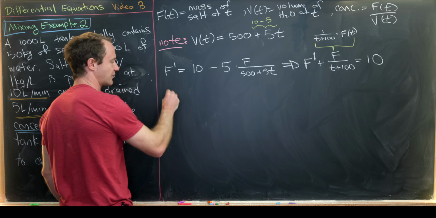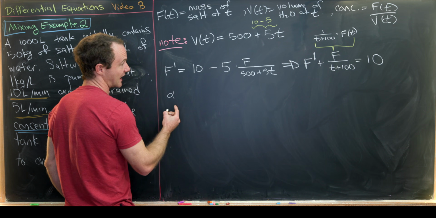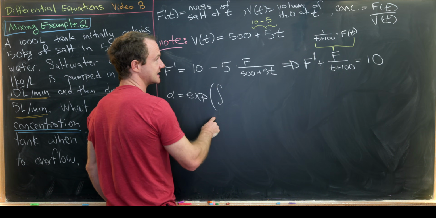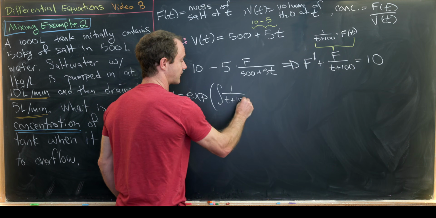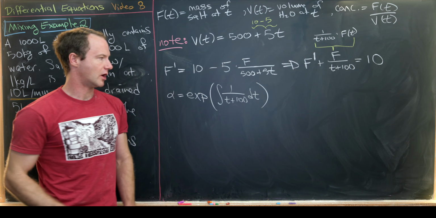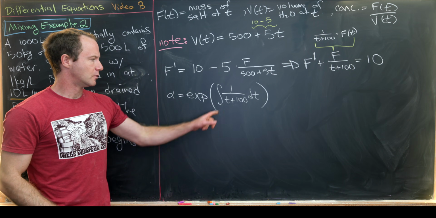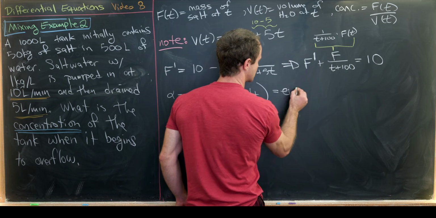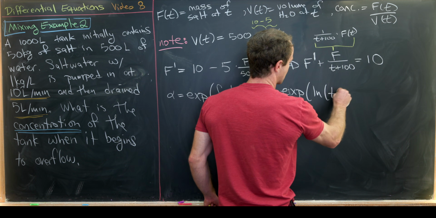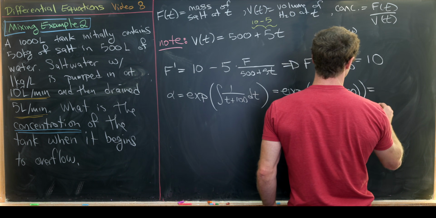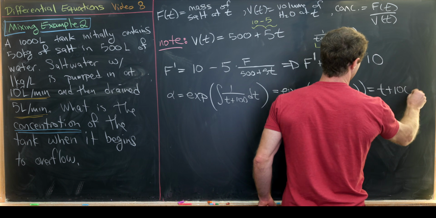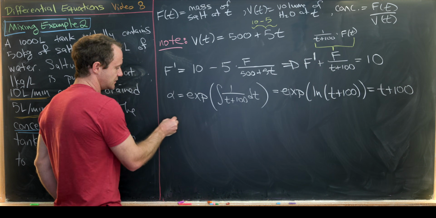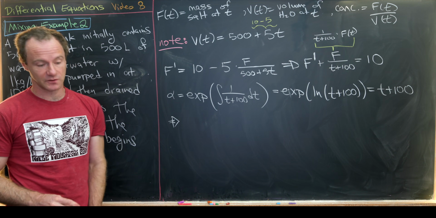So that means we need our integrating factor. Recall that we called that alpha previously. So alpha is equal to the exponential of the antiderivative of this function that's in front of f. So that would be 1 over t plus 100 dt. We can take that antiderivative, and that's going to be the natural log. That gives us the exponential of the natural log of t plus 100. In other words, it gives us t plus 100 because of the way that the exponential and the natural log cancel.